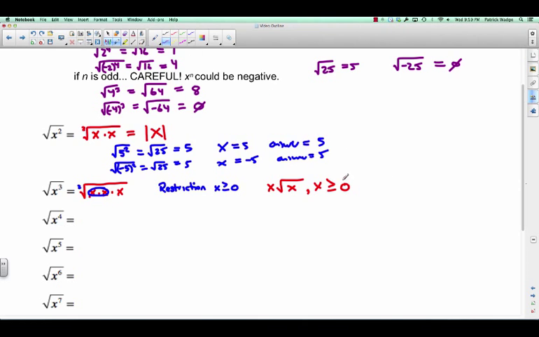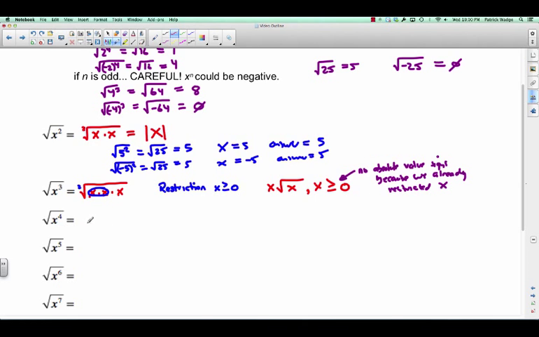The reason I don't need to put absolute value signs is because I've already restricted it. I've already said that x is greater than or equal to 0. So it's impossible that suddenly I have a negative number here, because I've already said that x has to be greater than or equal to 0. So I'm going to write that down. No absolute value signs, because we already restricted x. We already said that x can't be negative, so we're done.